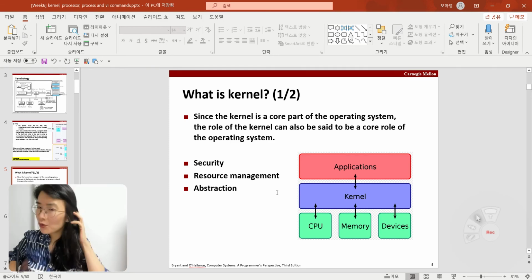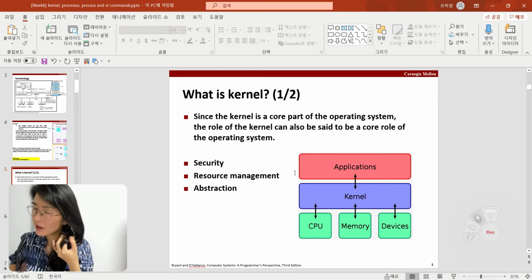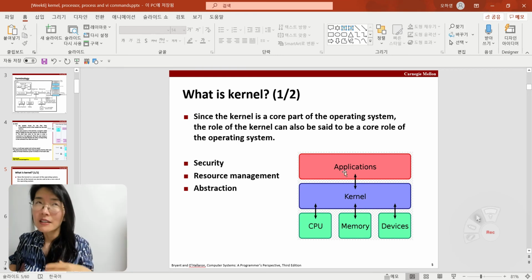Alright, so you are familiar with these kinds of figure because I already mentioned many times, right? So several applications such as PuTTY, KakaoTalk, Word file, PowerPoint, Explorer, Chrome, many kinds of applications can use the hardware independently on top of operating system with kernel. Alright, so kernel can help the secure and resource management, as well as the hardware abstraction.